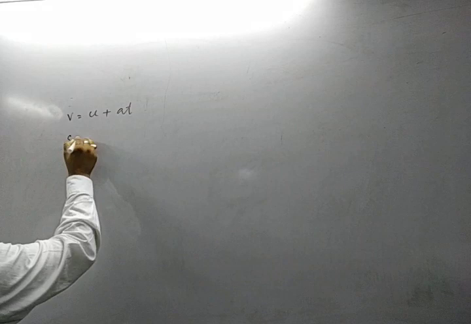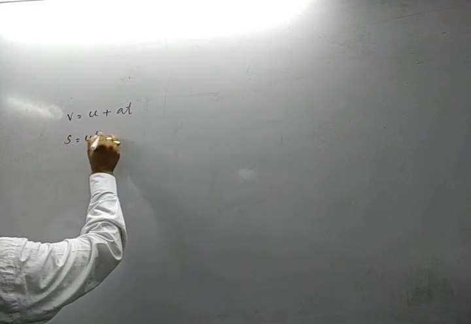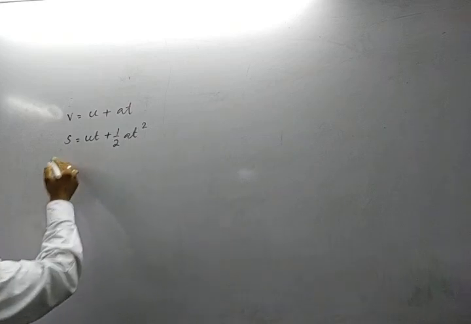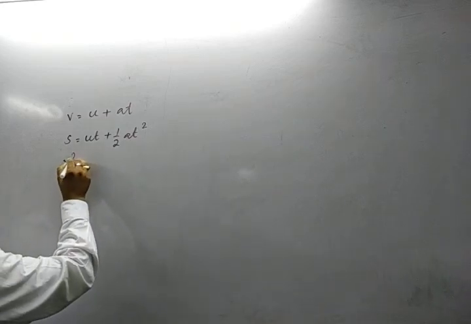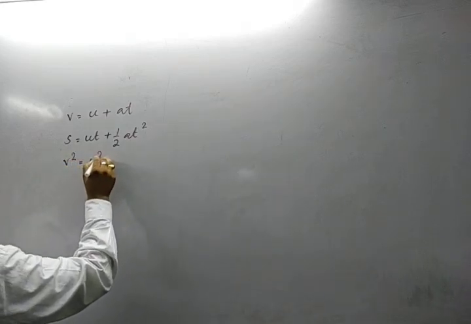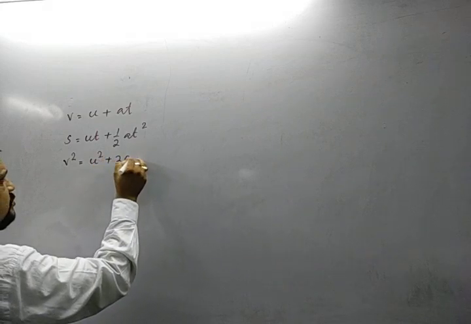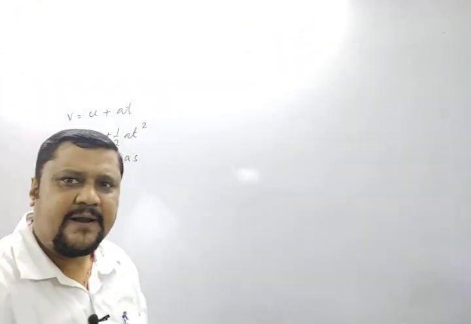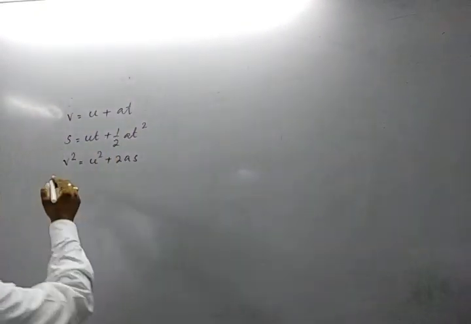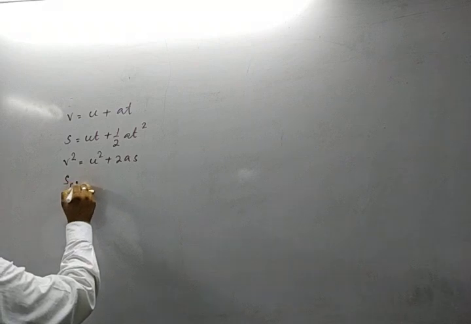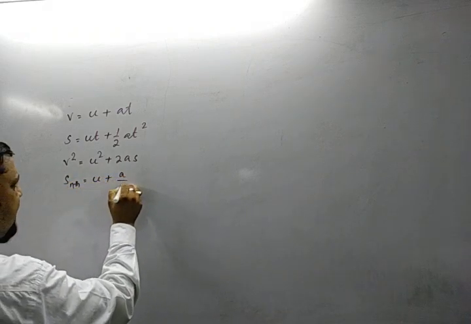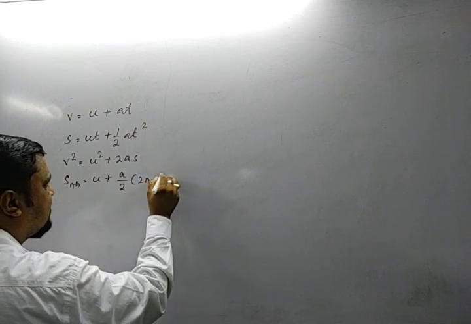Then s, the distance travelled or displacement, is ut plus half at square, and the next one is v square is equal to u square plus 2as, or v square minus u square equal to 2as, that we have derived. Then the next one is the distance travelled in the nth second, or the last second, which is equal to u plus a by 2 into 2n minus 1.